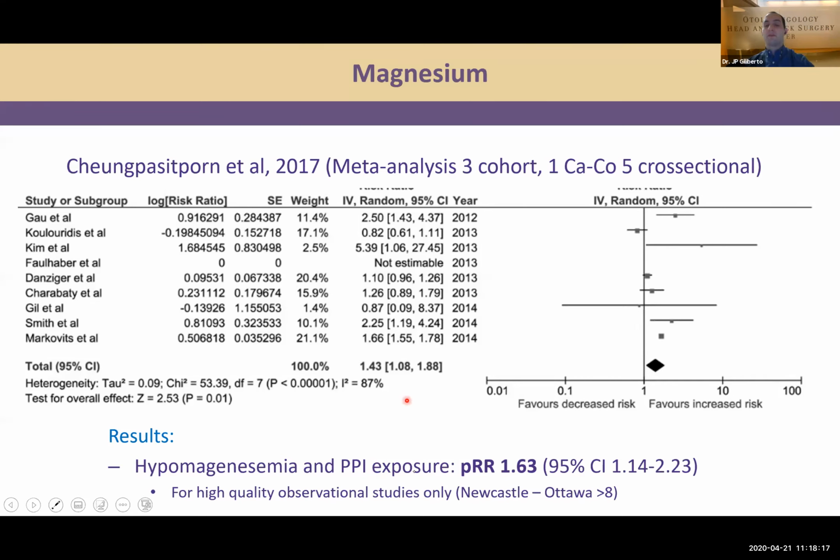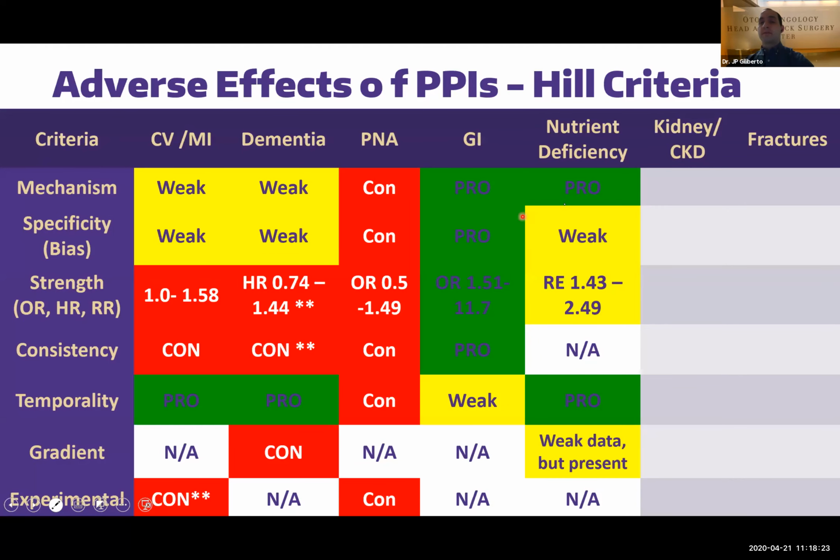And this is for the high quality studies as opposed to all of them together. So the mechanism for nutrient deficiency makes sense. There are some concerns about specificity bias, especially when you're doing these case control studies looking at huge insurance databases without excellent covariate analysis to really remove any confounders. Risk estimates are still low, showing a weak, not necessarily a strong association.